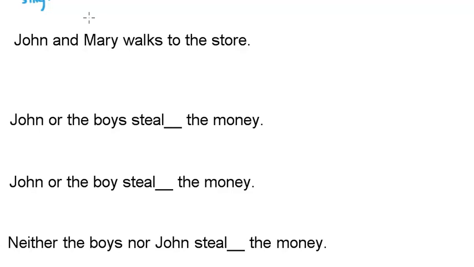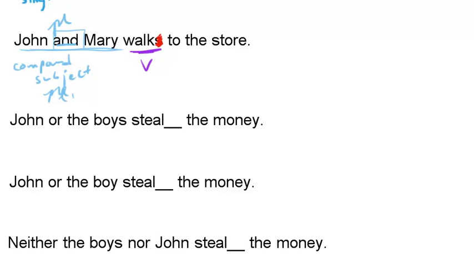Next one, John and Mary walks to the store. Well, what's our subject here? We've got John and Mary. This is called a compound subject. A compound subject is nouns connected with the conjunction and, and we'll talk much more about conjunctions later. But a compound subject is always going to be plural. So in this case, we have John and Mary, which is plural, and we've got walks, which is our verb. Is walks plural? No, walks is singular. So we need to get rid of the S and make it John and Mary walk to the store.